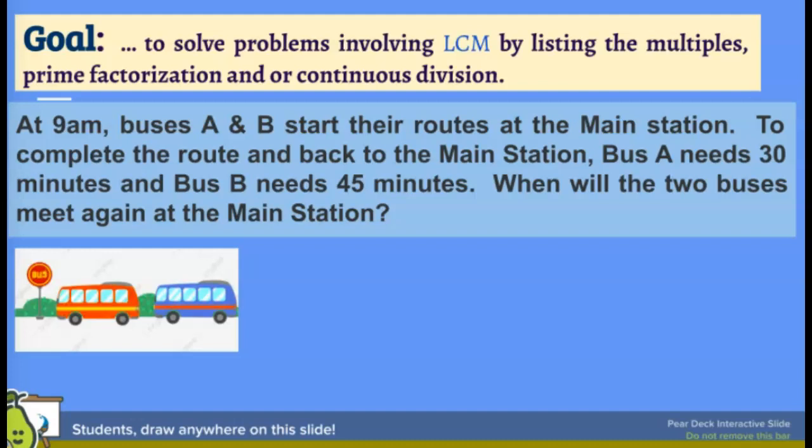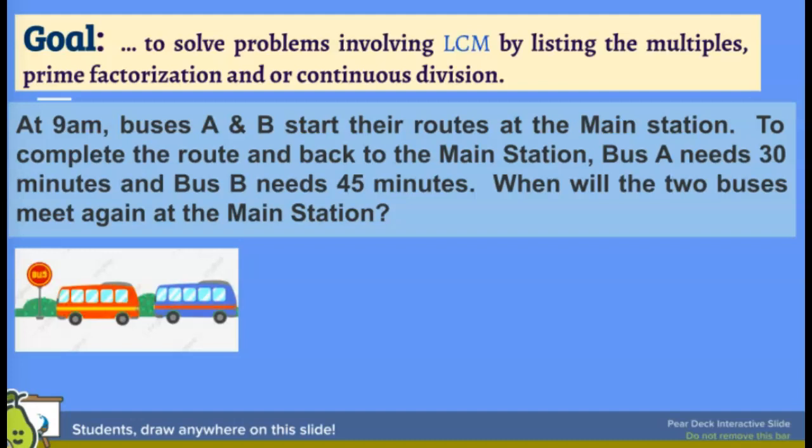All right, Eugia, would you like to start sharing? How will you figure out the answer for this one? Okay. Go ahead. I just added the numbers continuously. Like 30 plus 30 equals 60, and then plus that is 90. And so with 45, I just added 45 and 45 and also got 90. And then when will the two buses meet again? At 90 minutes. In 90 minutes.